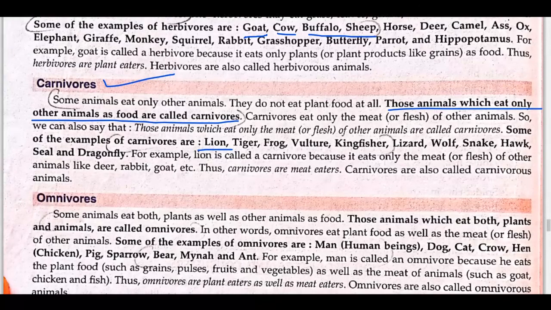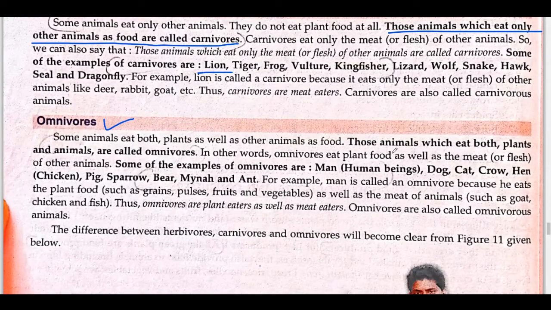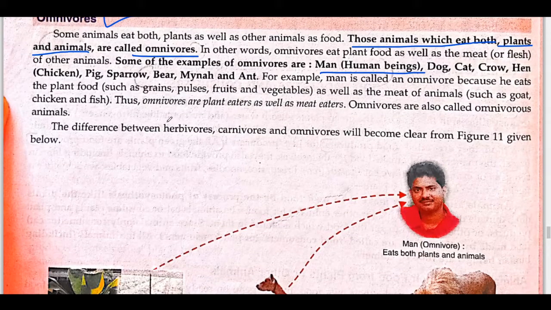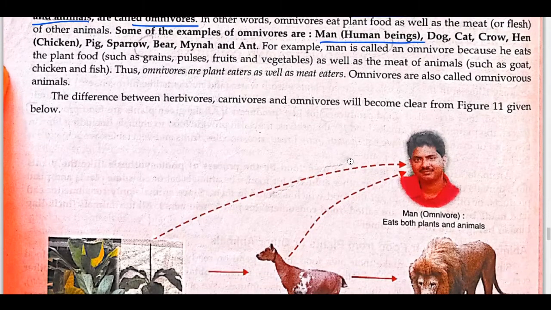Now your last is omnivorous. Okay, so those animals which eat both plants as well as animals, right? Those are known as omnivorous. Some examples of omnivorous are man, human beings also come under this. Why? Because human beings eat plants also, we have seen all these examples, right? And secondly, they eat food coming from animals: egg, mutton, chicken, all these things. So human beings also come under omnivorous. Like dog, right? Dog, cat, crow. So all these come under omnivorous. Okay?